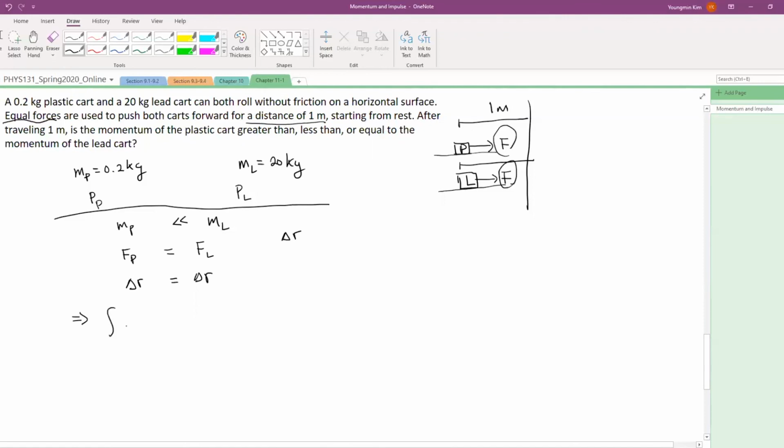So then, I know the force and I know the information about the distance. What if I take the integral of the force with respect to the displacement? That would be the definition of what? The definition of work done on the plastic cart. And this I know is exactly the same, because it was the exact same force and displacement being applied. So I know the work done on the lead cart is equal to the work done on the plastic cart. Now, utilizing the work-energy theorem, I know this means that the change in kinetic energy of the plastic cart equals the change in kinetic energy of the lead cart.